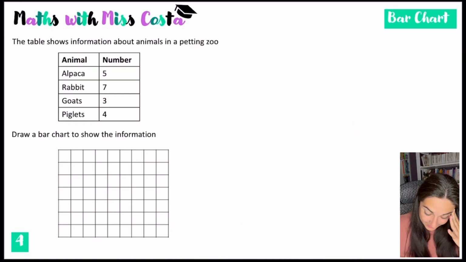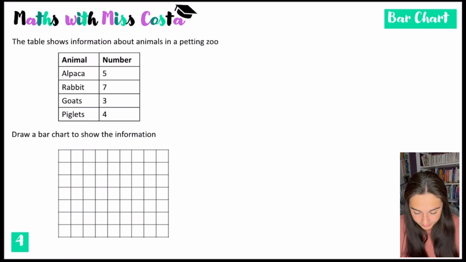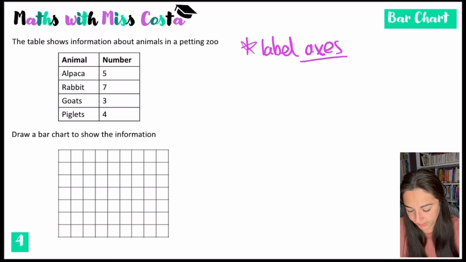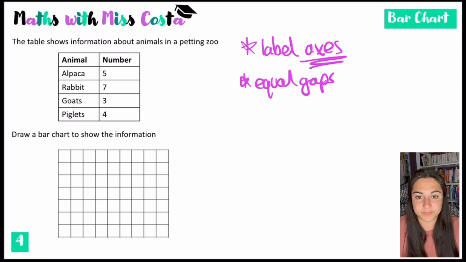And over here, we've got bar charts. The table shows information about animals in a petting zoo. The first thing that we need to remember about bar charts is to label your axes. People always forget that. What else? You need equal gaps between your bars. So let's see if we can do that.